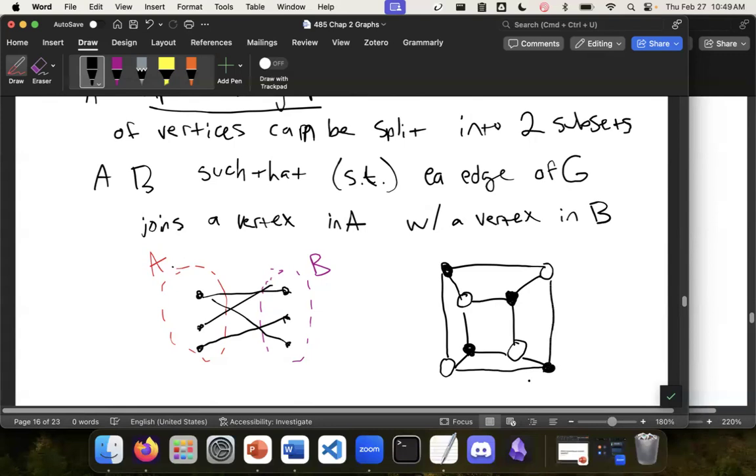So because we can draw this in a way where we only connect the closed to the open and the open only to the closed, you can say that this graph is bipartite. So I'll say no edge within A or within B. If there's an edge like here, then this makes the graph not bipartite.